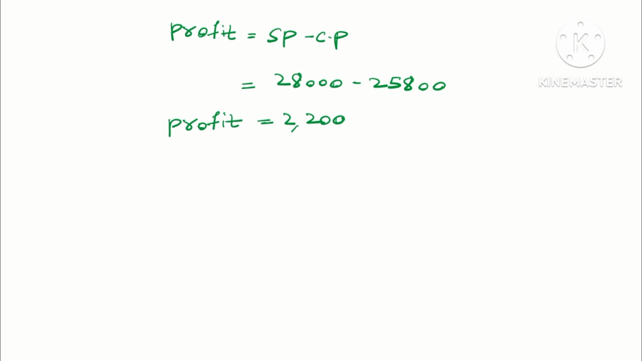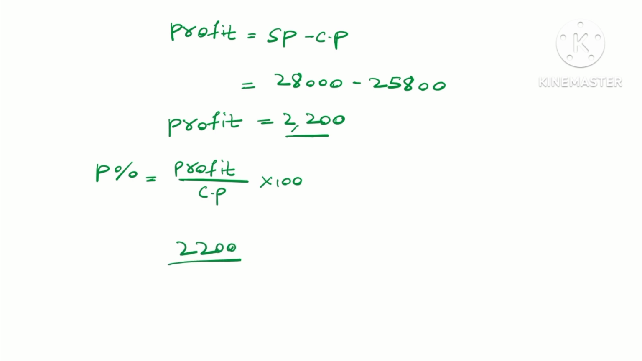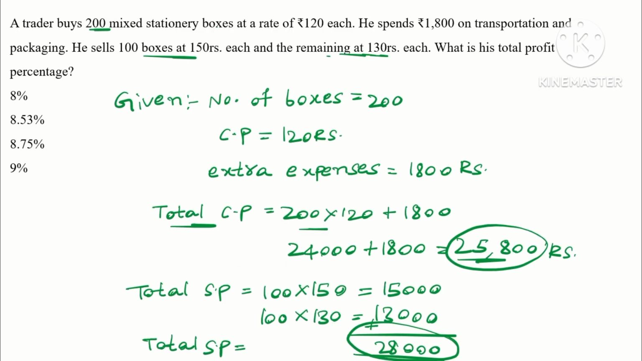Now let's find out profit percentage. We know profit percentage equals profit by CP into 100. So here profit is 2,200 by CP is 25,800 into 100. So we get 8.53%. This is the answer.